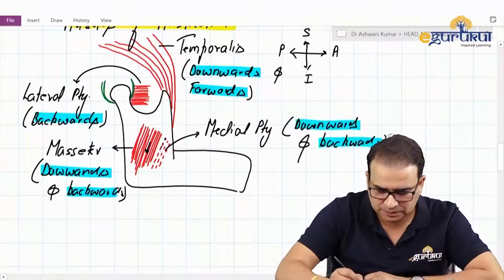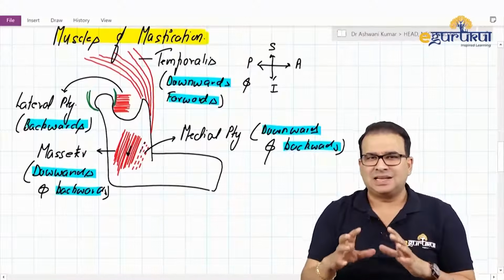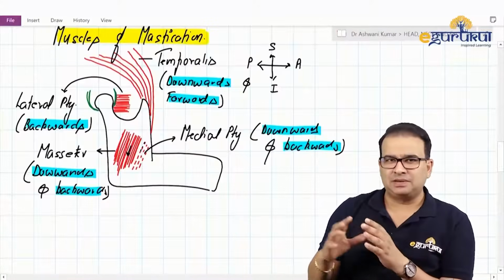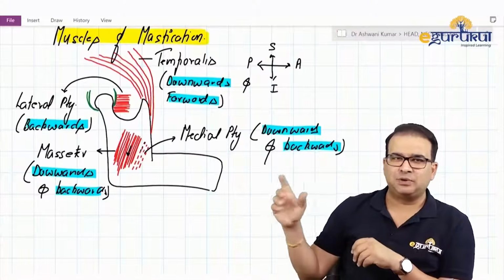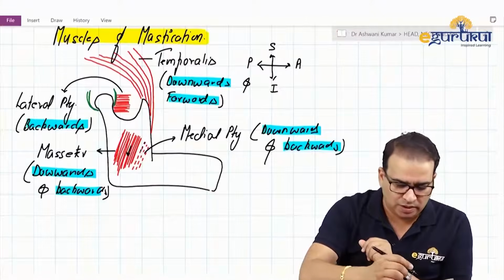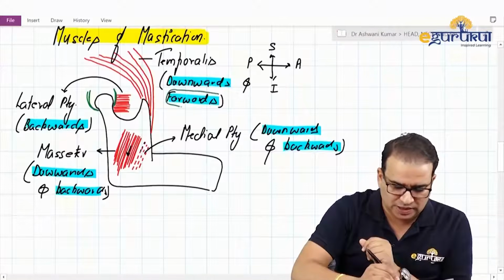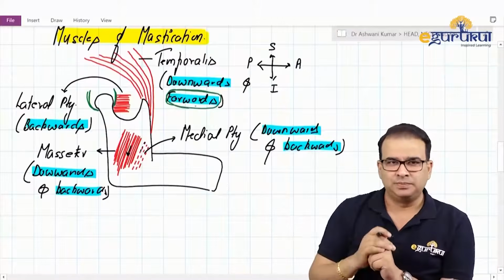Downwards and backwards. We'll understand the significance of the direction of muscle fiber, but I just want you to first memorize these things, that temporalis fibers are coming downwards and forward. So you will see this word forward only with the temporalis muscle. See, these are some unique things here. Forward fibers you will see only for the temporalis. No other muscle is going forward.